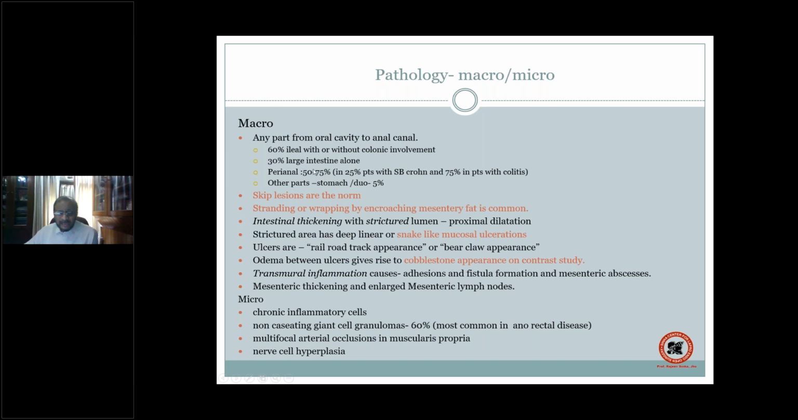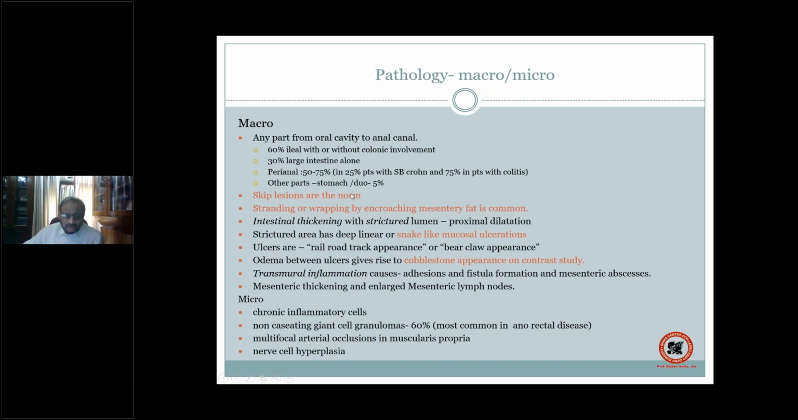See, a very large percentage has an associated perianal component. In 25% of patients with small bowel disease, you will have a perianal component, and 75% of patients with Crohn's colitis would have a perianal component. That means if you have small bowel Crohn's disease, the chances of having perianal Crohn's would be 25%. If I have Crohn's disease of the colon, the chances of having perianal Crohn's would be 50 to 75%. The other parts, stomach and duodenum, less than 5%.